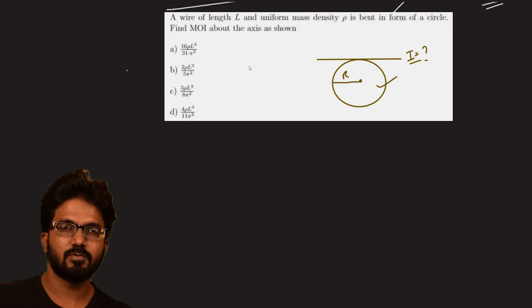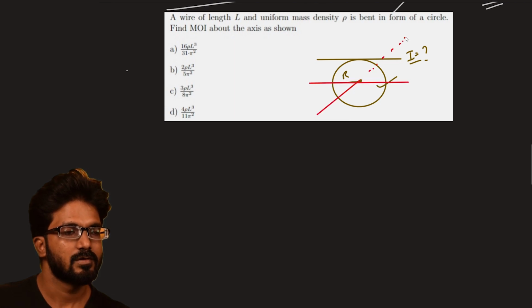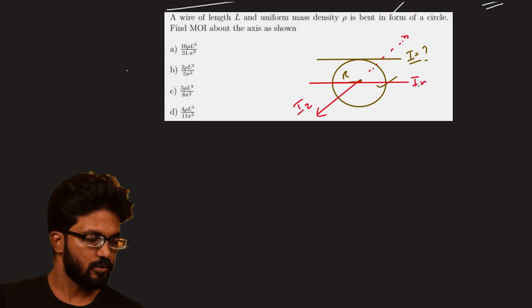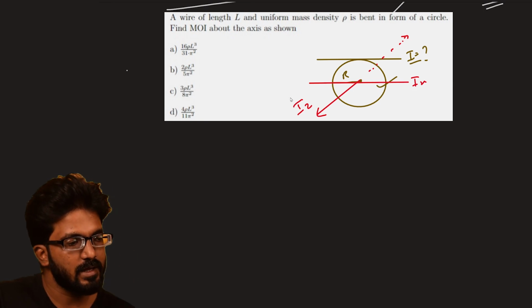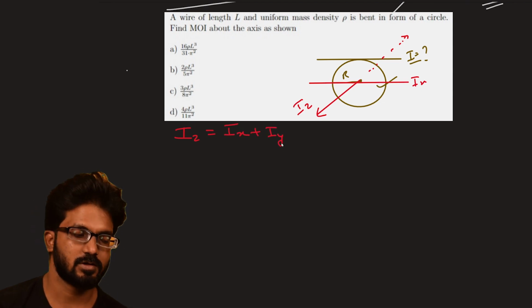Before that, we need to find the moment of inertia about its diameter, this one. First, we need to find the moment of inertia about this axis. How do we find this? We already know the moment of inertia about an axis passing through the center, that is Iz, this being the z-axis. We know that Iz is equal to Ix plus Iy by the perpendicular axis theorem.